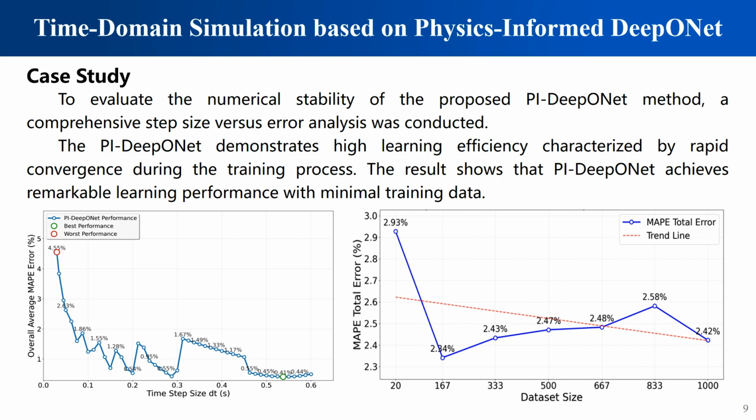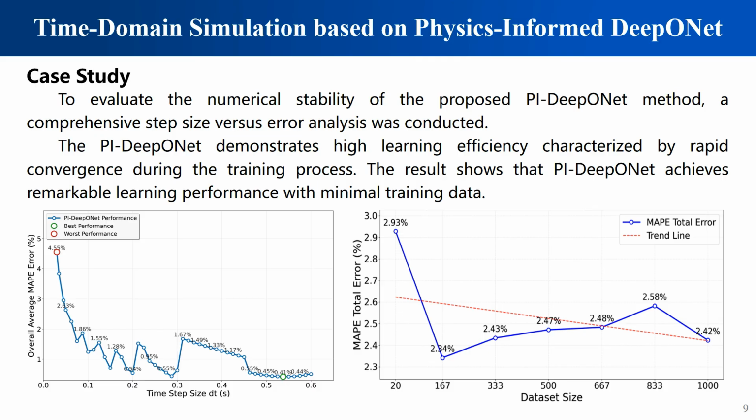The left plot studies step size versus error. At very small time step settings, the error can be high, with the worst mark around 4.55%. As the time step size increases across the tested range, the overall average MAPE generally falls and stabilizes. The best point is near 0.41%. The interpretation is not that larger steps are always physically better. The result shows that the learned operator remains numerically stable over a broad range of sampling choices and does not collapse when the time discretization changes.